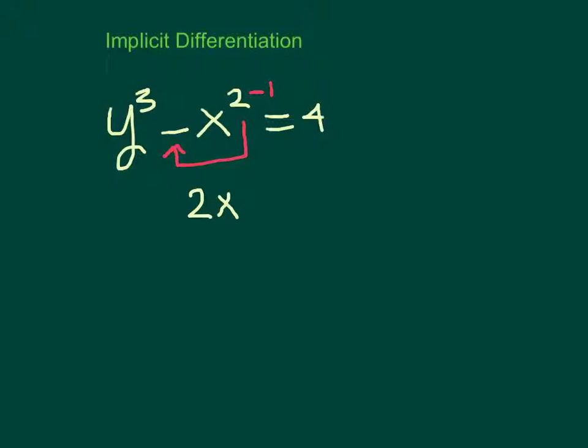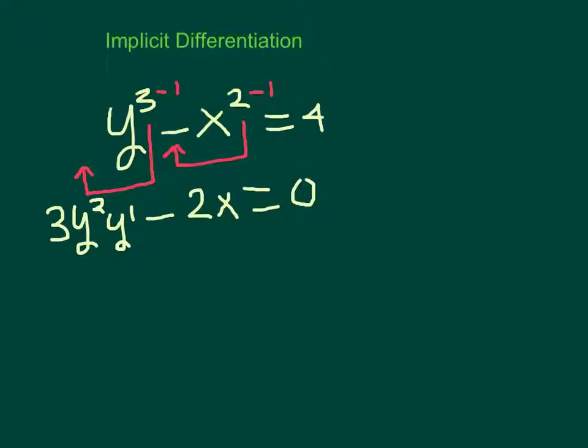The y, we're going to do exactly the same thing. Bring the 3 in front of the y and subtract 1 from the exponent, and this will become 3y squared. But the last thing you have to do is just add a y prime to it, and that's all it is. They make it seem so hard, but it's actually very simple. And finally, our 4 will become 0, because the derivative of a constant is always 0.